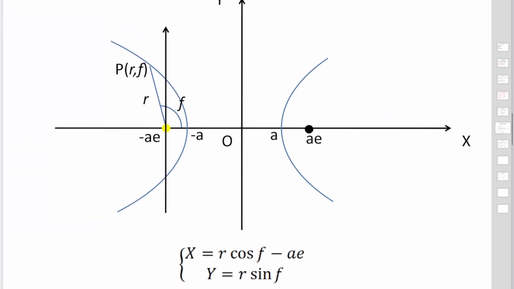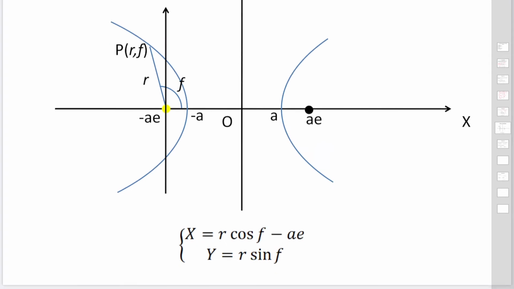Then we can express the hyperbola with polar coordinates. In this case, we choose the origin located at one of the foci. So this is the origin. Then this is r and f. This point is expressed as r cosine f, r sine f.